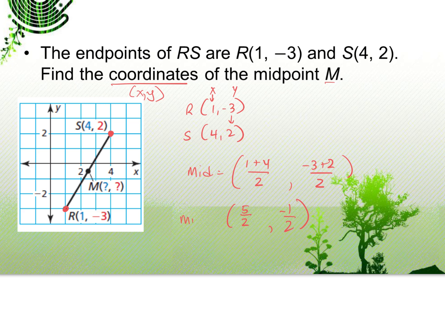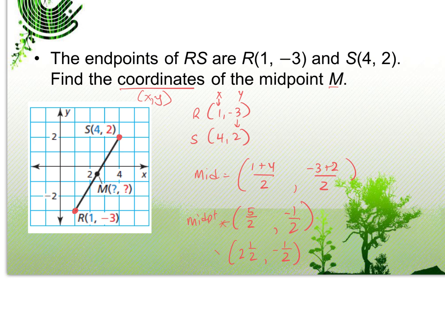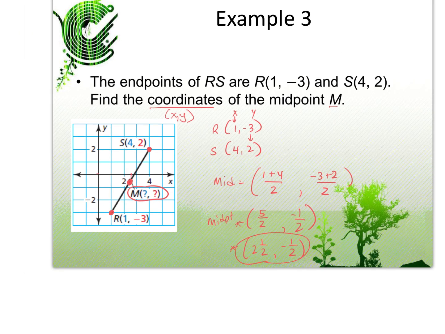And that's the midpoint. Now, if you want, you can make this a mixed number. 5 over 2 is 2.5 and -1/2. For graphing purposes, I find it easier to convert to mixed numbers for graphing. But again, either answer is fine. Notice +2.5 is right here. That's my x value, and my y value is 1/2 a unit down. And here's my midpoint, and it makes sense. Whenever you find your midpoint, go back to the drawing and make sure that your coordinates make sense.